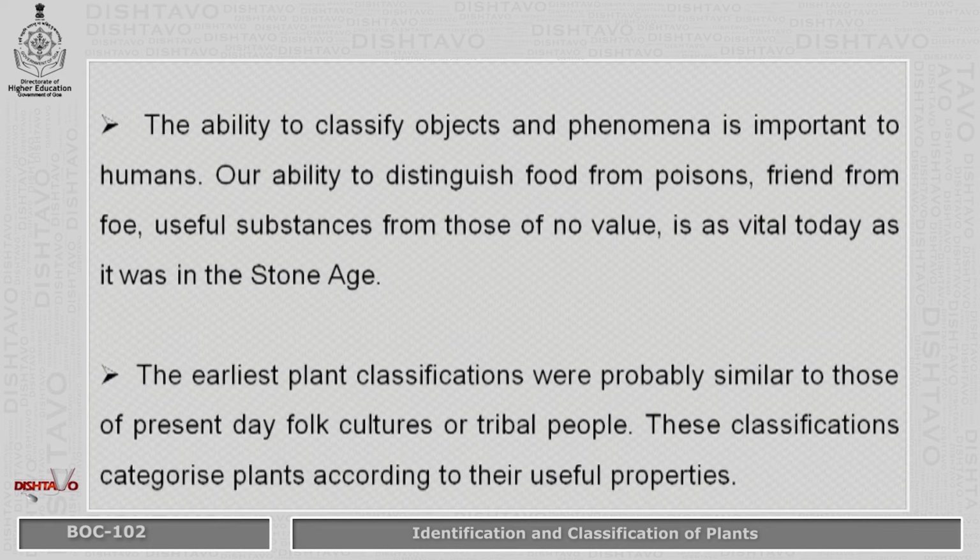Now, in order to study classification, one needs to know that our ability to distinguish and classify objects is very important. We can distinguish food from poison, friend from foe, useful substances from those which have no value. The earliest plant classifications were probably similar to those of present-day folk cultures or tribal people. These classifications categorize plants according to their useful properties.